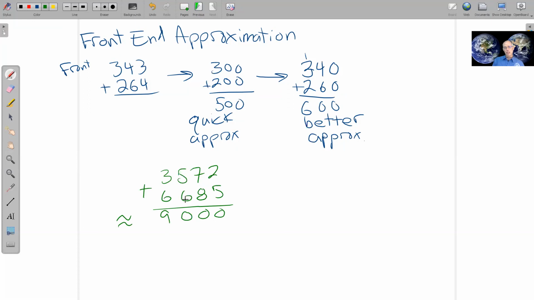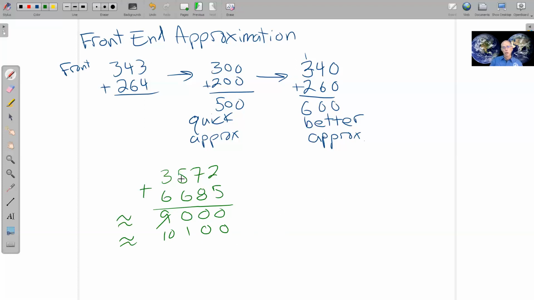So the 5 and the 6 is an 11, so that's really 1,100, which bumps that 9 up to a 10. So a better approximation is 10,100. So here's the second stage of a front end approximation. And I might just decide, hey, that's good enough. It's around 10,100. Okay? And again, that's an approximation of the actual sum, not the whole sum, because I'm just looking at the front information to give me the answer. Right? So it's an alternative to rounding.